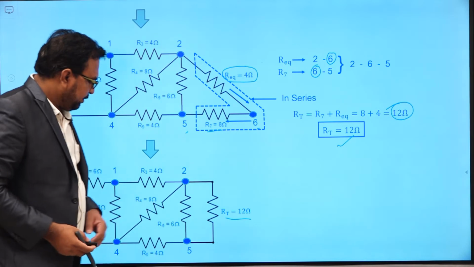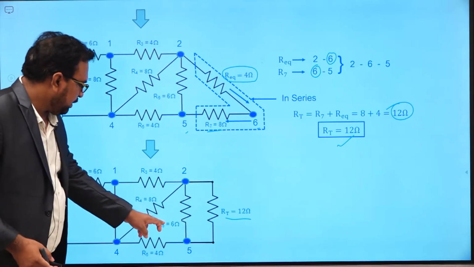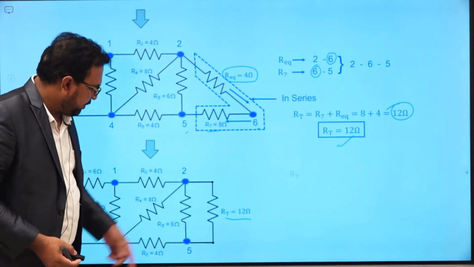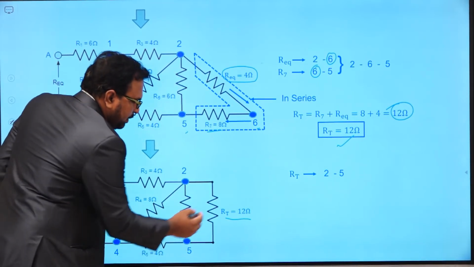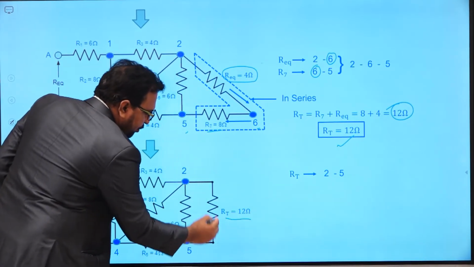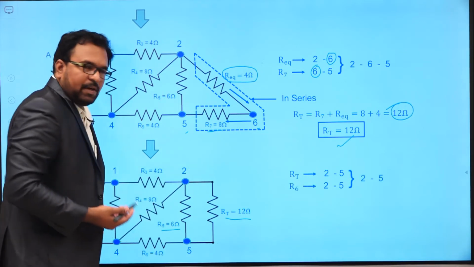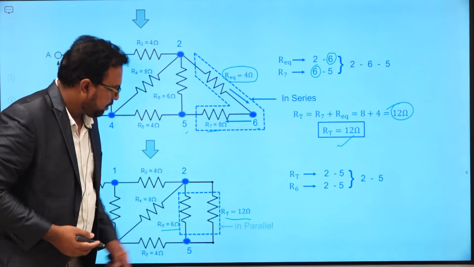If you observe here, this R6 and RT. R6 and RT are connected in parallel because these two are connected in between 2 and 5. So R6 is connected between 2 and 5. Similarly, RT is also connected between 2 and 5. When two elements are connected between two terminals, we say those two are in parallel. So these two are connected in parallel.